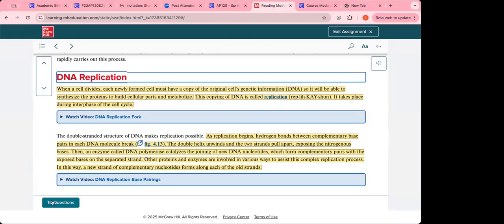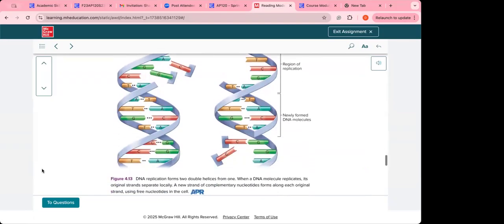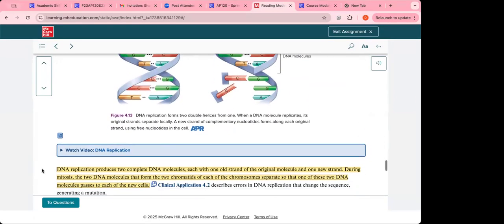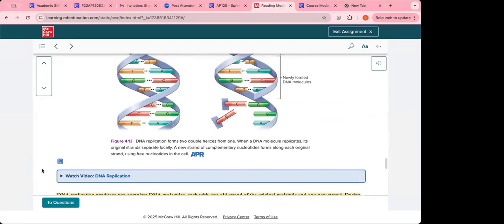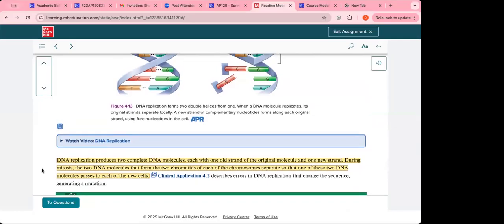If you scroll down, you'll see it. Scroll down. Okay, look, below where it says watch video. DNA replication produces two complete DNA molecules, each with one old strand of the original molecule and one new strand. One old strand and one new strand.